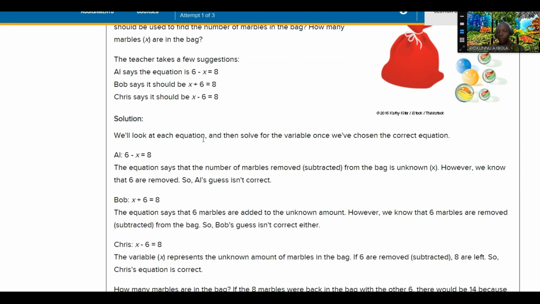Okay. So we'll look at each equation, then solve for the variable once we've chosen the correct equation. Now, 6 minus x equal 8. That means 6 minus 8 is going to give us x. And that's going to give us a negative 2. We cannot have negative. So this isn't correct because we're counting numbers and we don't count in negatives, okay?